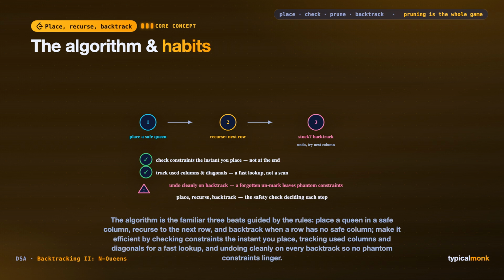So the takeaway: the algorithm is place a safe queen, recurse to the next row, and backtrack when stuck, made efficient by checking constraints the instant you place, tracking used columns and diagonals for a fast check, and undoing cleanly on every backtrack so no phantom constraints linger.